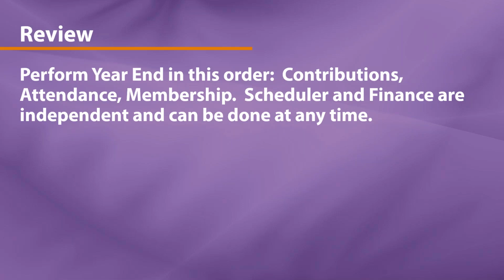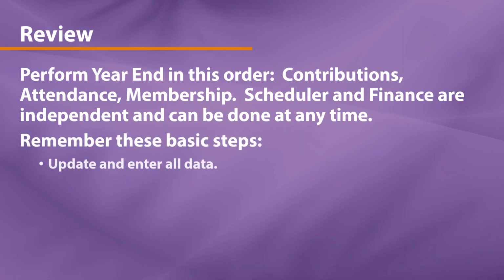Scheduler and finance are kind of their own special cases. So those should be run whenever you are ready to run them. So you could do contributions, then finance, then attendance, then membership, or finance first, and then contributions, attendance, and membership, then scheduler. Whatever order you want on these last two, as long as the first three are in the same order.